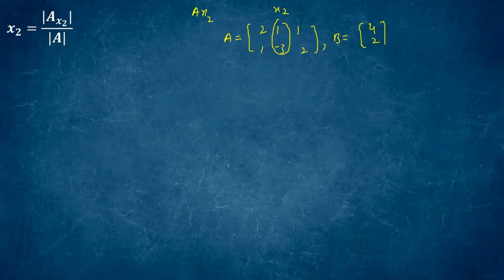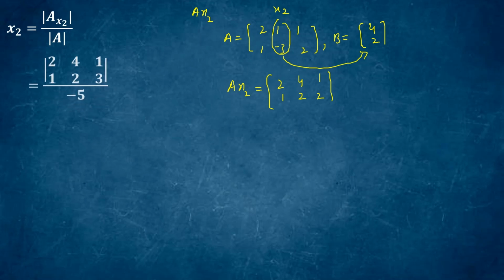Now we find x2. x2 is equal to the determinant of Ax2 over the determinant of A. Now we construct Ax2. We know that A is 2, 1, 1, 1, minus 3, 2, and matrix B is 4, 2. Now we replace 1, minus 3, which is the column for x2, with 4, 2, and we get the matrix Ax2 as 2, 1, 4, 2, 1, 2.